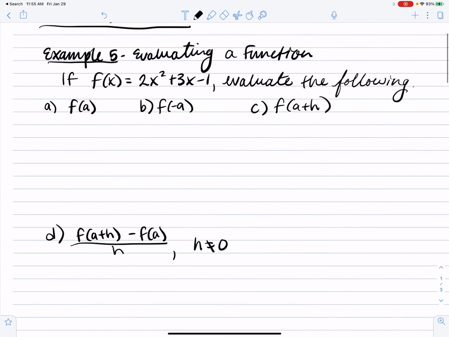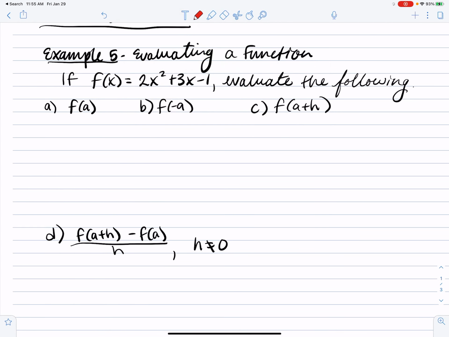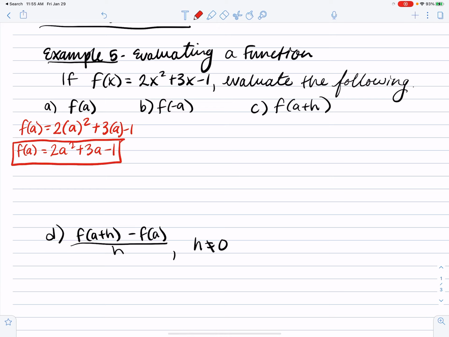Instead of plugging in a number, we're going to plug in a. So we're going to write f of a equals 2a squared plus 3a minus 1. And then I'm going to write that without the parentheses. And then that's as simplified as it gets. So that's just our answer. Okay, pretty straightforward.